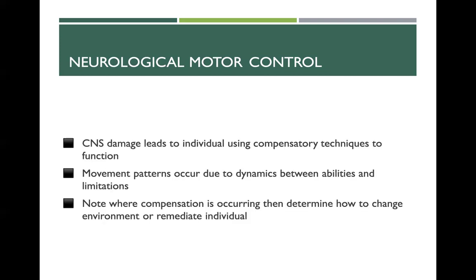With neurological motor control, we're looking at central nervous system damage leading the individual to use compensatory techniques to function. Movement patterns occur due to dynamics between abilities and limitations. And we're going to note where compensation is occurring, then determine how to change the environment or remediate the individual. So it's very CNS driven. However, if the environment or task changes, movement patterns may also change as well.